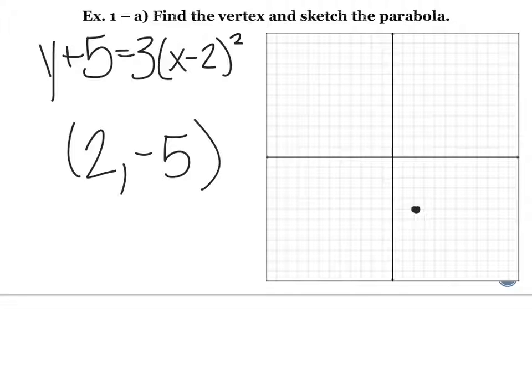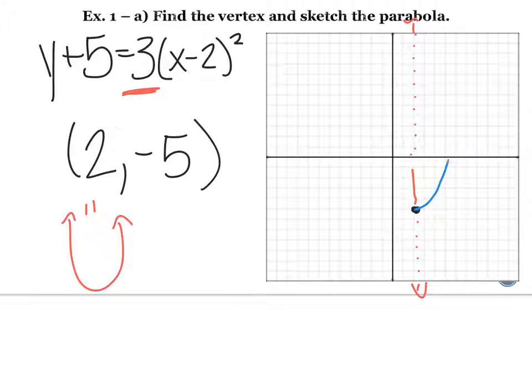And this guy right here is positive, which means my graph is positive. It's happy. So when you draw it, oh, I want to do my axis of symmetry too. There we go. All right, and then when I draw my parabola, he's positive, facing up. Okay? Example 1, complete.